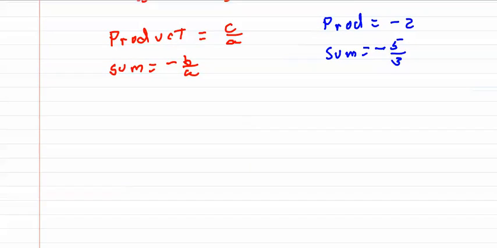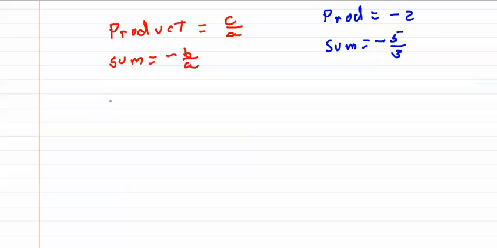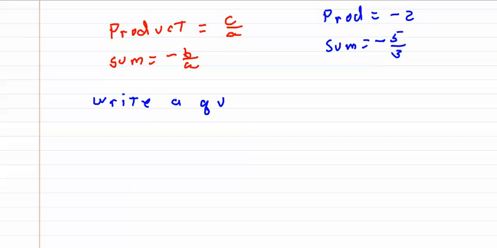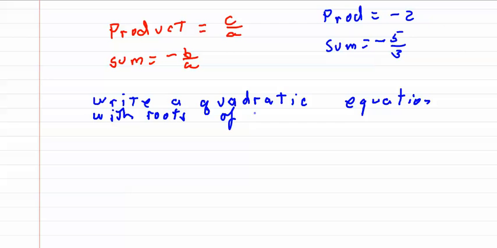Likewise, we can use this idea to write the equation of a quadratic equation. If I said, write a quadratic equation with roots of 1 and -4, the sum is -3. The product is -4.